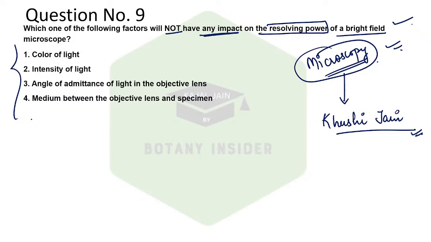Give it a try to the question, which will not have any impact on the resolving power of the bright field microscopy. Color, intensity, angle, medium. See, for this, you need to know what is resolving power. Okay, you're in the full course. Sorry, I get confused between the full course students and the crash course students. There are so many, right?